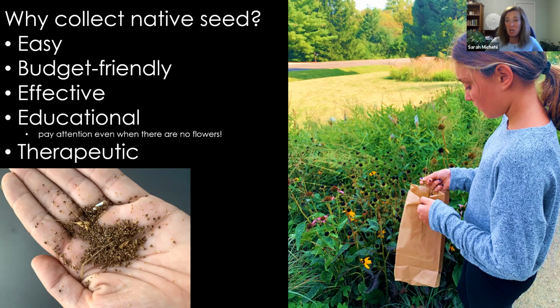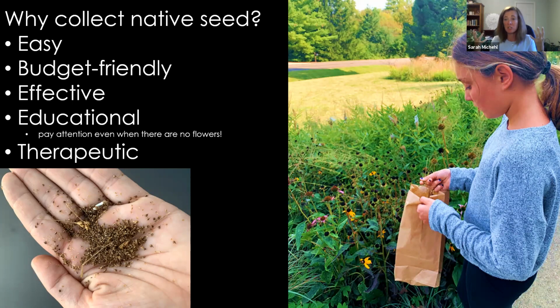This is a picture of my daughter here in the front sidewalk. She didn't even have shoes on. She's just pulling off some of the prairie dropseed heads there and dropping them in a bag. It's kind of therapeutic almost. It's really just very simple. And obviously it's budget friendly. I mean, you spend like $3 on one prairie dropseed and you're going to get, I don't know, maybe 100 seeds from that plant. So it's a potential of 100 new plants.